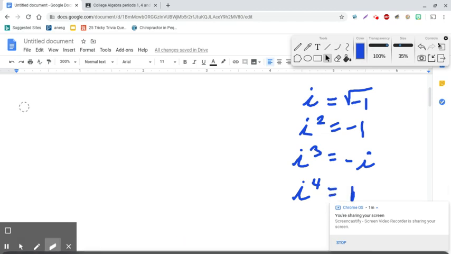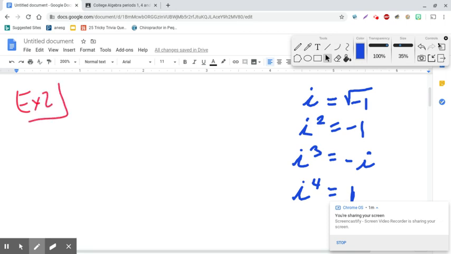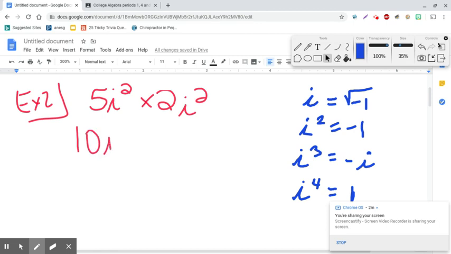Let's go with example 2. Let's do 5i squared times 2i squared. All right, what's 5 times 2? It's 10. Then we have to add the exponents of our i's, which 2 plus 2 is 4. So we get 10 i to the fourth.